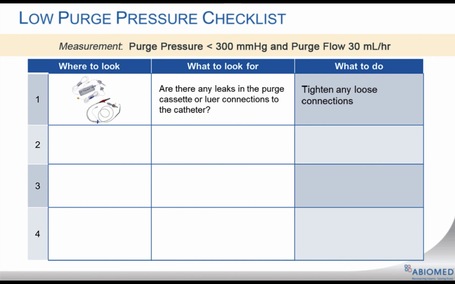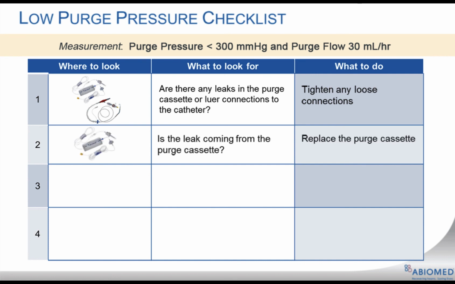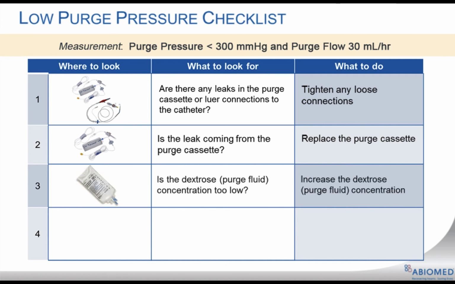If a leak is visualized from the purge cassette, replace it with a new one using the Change Cassette and Bag feature under the Purge menu soft button. If leaks are not noted, attempt to resolve the alarm by increasing the dextrose concentration to D20 in water with heparin. Increasing the dextrose concentration will lead to a higher viscosity of fluid, which may help the low purge pressure.